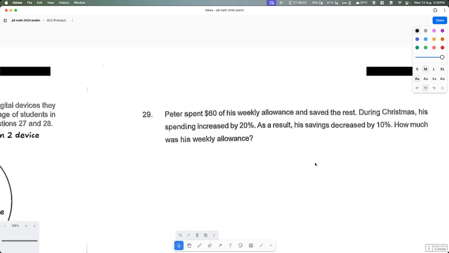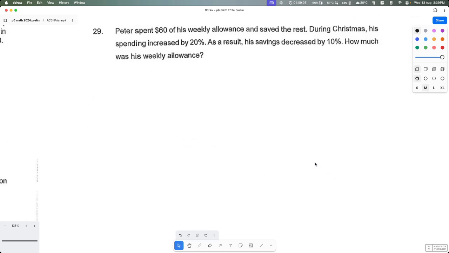Okay, let's move on to question 29. It says here, Peter spent $60 of his weekly allowance and saved the rest. During Christmas, his spending increased by 20%. As a result, his savings decreased by 10%. How much was his weekly allowance? In this case, we know that he spent $60 of his weekly allowance.